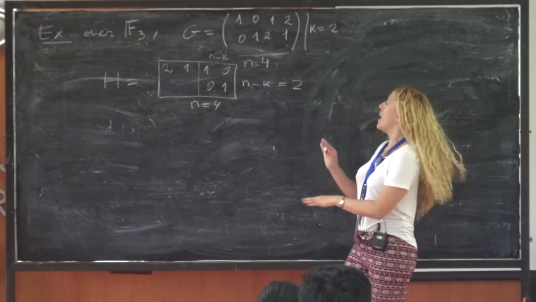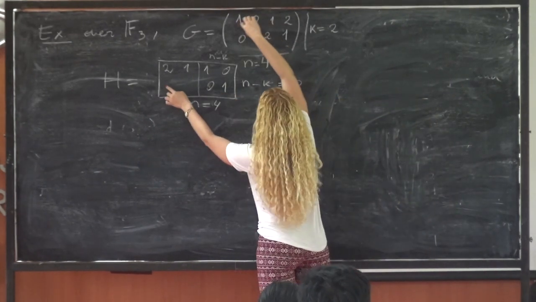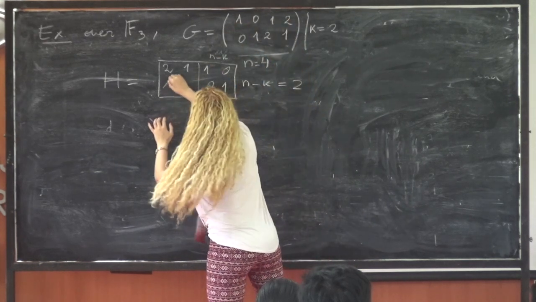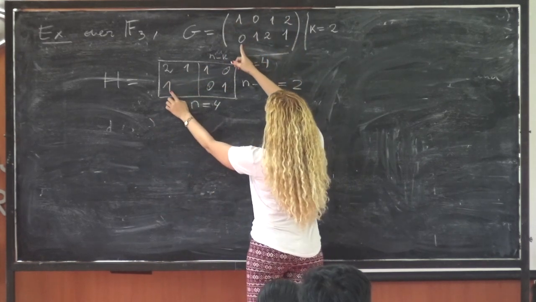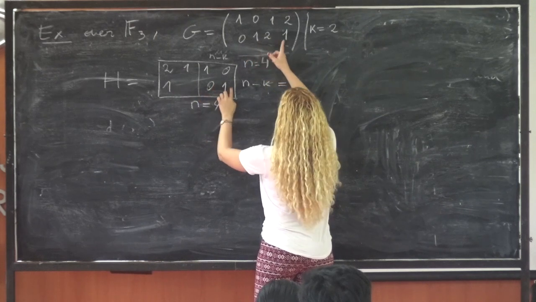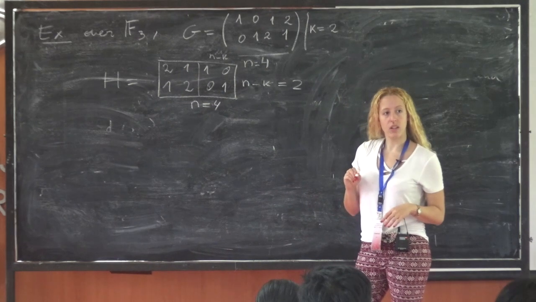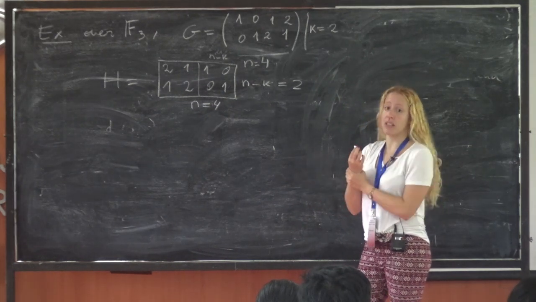Okay? And again, for the last one, you want this thing to be 0 and this thing to be 0. So here you have a 2. So here you need a 1. And for this one, you get 0 plus something plus 0 plus 1 equal to 0. So you need a 2. Okay? So in this way, I got a parity matrix.